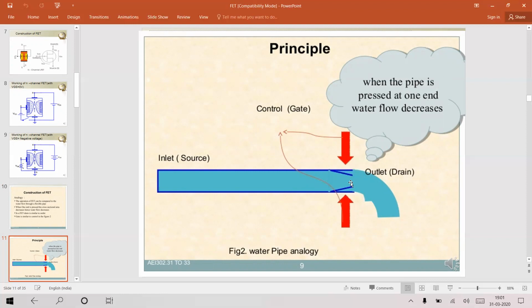Similarly, you can compare the flow of current in the FET. So the more path you provide, the more the water flows. How do you provide that path? By controlling the gate, or the valve, the tap you control on the pipe, right?